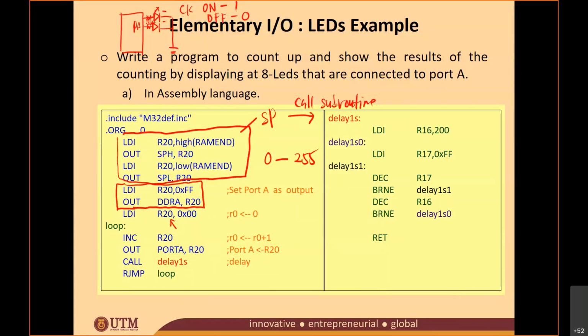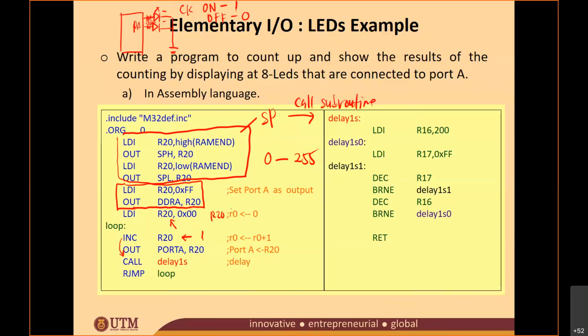Start the loop. Usually, by right, I put the increment down here, because if you put the increment here, now your R20 is 0, and if you put increment here, now it starts with 1. So the 0 will never be displayed on your LED. The count 0 is never displayed on your LED. So it is better we put the out port A, R20, and after that we do the increment R20.